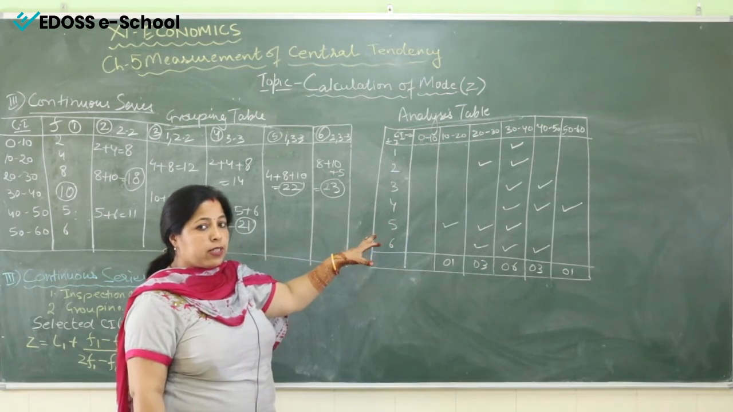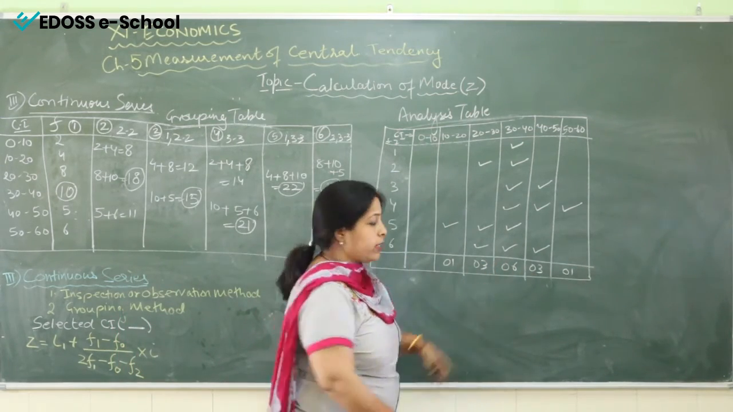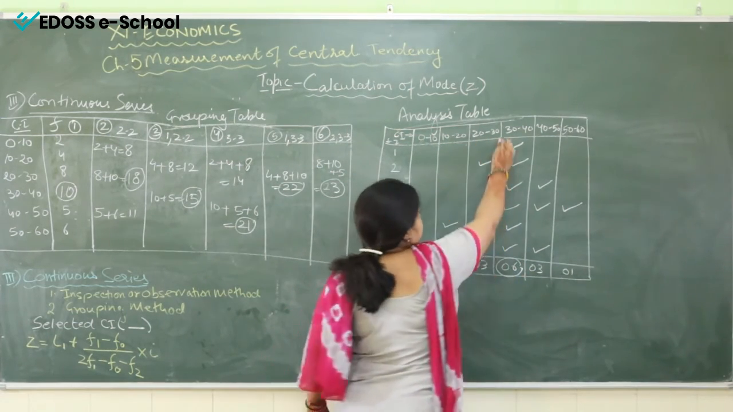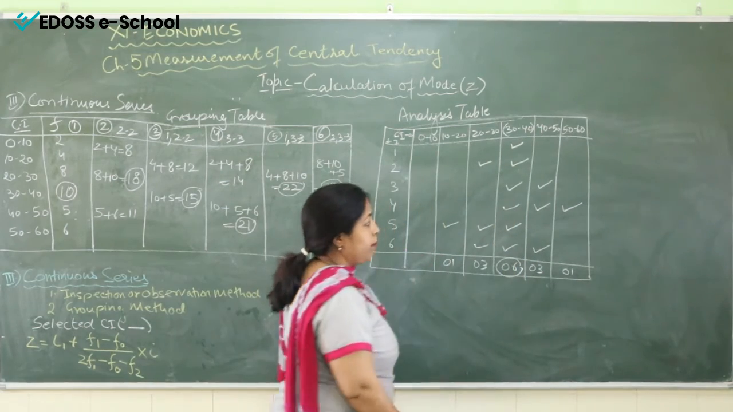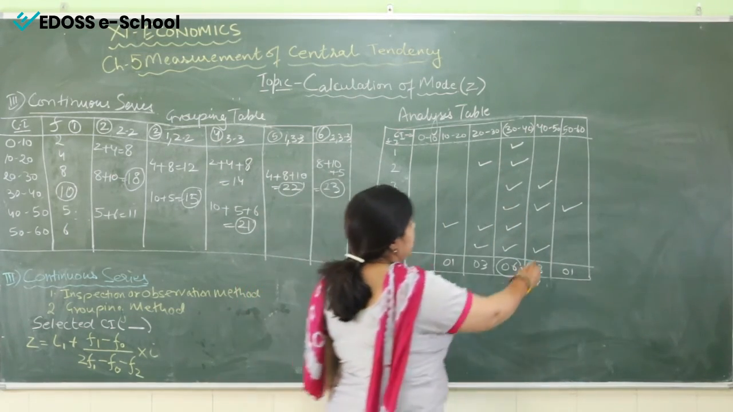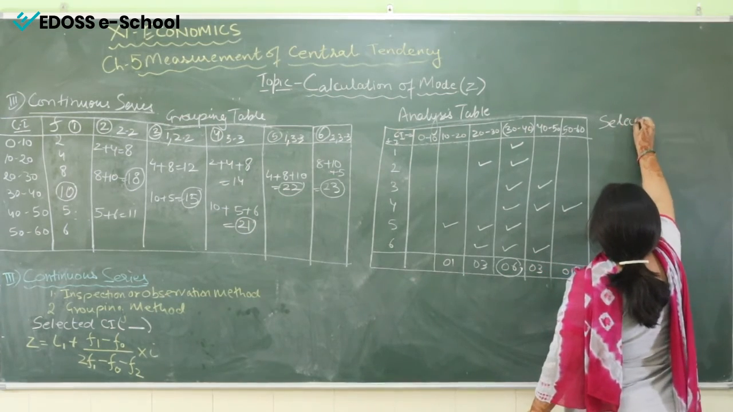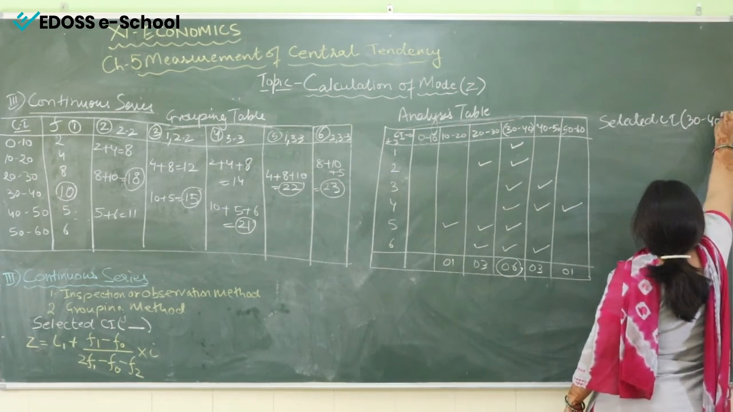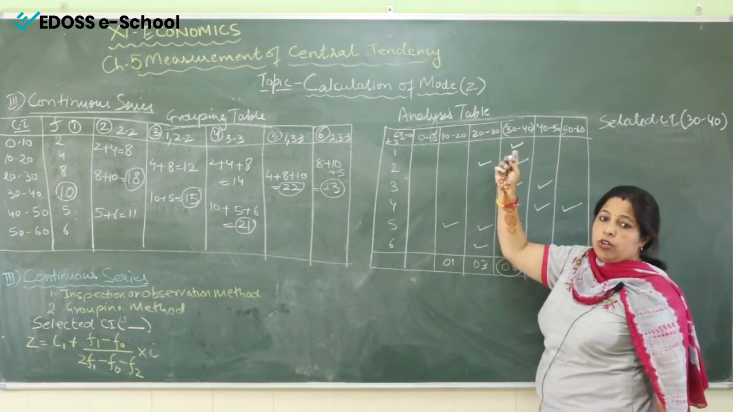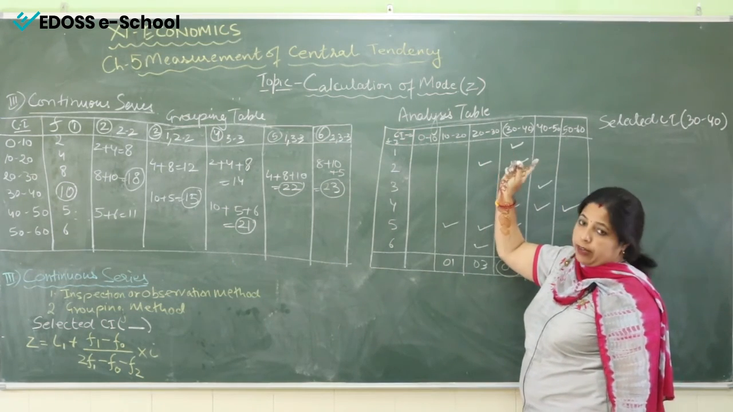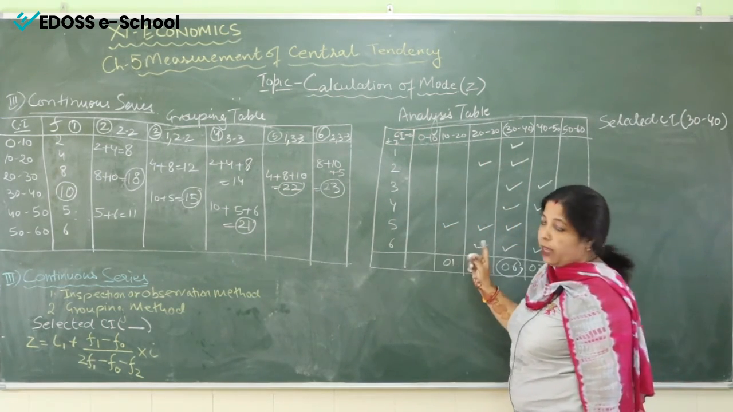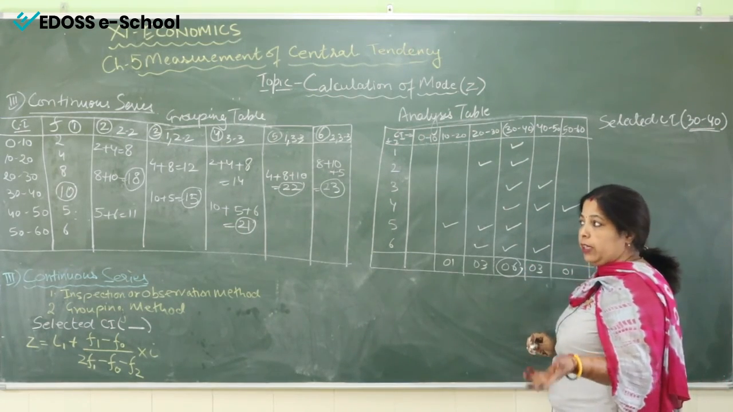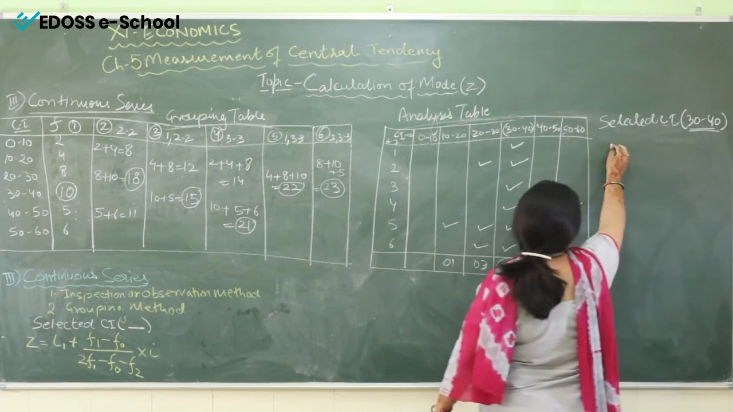After creating this, what is the next step which we do? We see the highest frequency, and the highest frequency is 6. And it is in front of which class interval? It is in front of 30 to 40. Understood? So, selected CI is 30 to 40. This is how we get the selected CI through the grouping table. Now we have got the selected CI. We have to find out the exact value of mode, and for that we will use the formula.